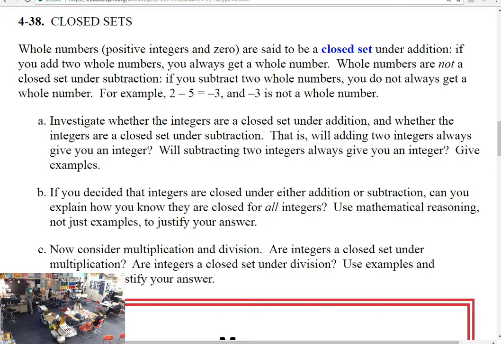Yeah. Okay, so back on whole numbers, what about subtraction? No, right? Because if I have two whole numbers, 2 and 5, and it's 2 minus 5, that's not a whole number. That means it's not closed. So it's an open set.